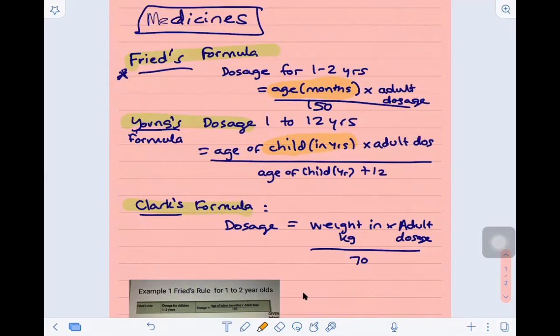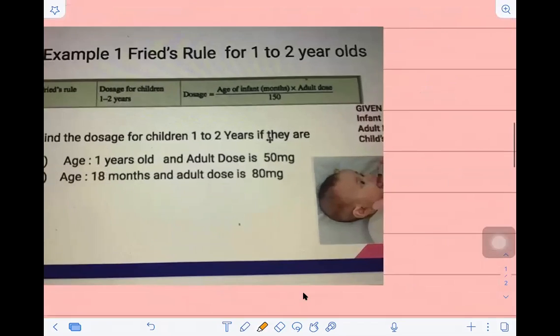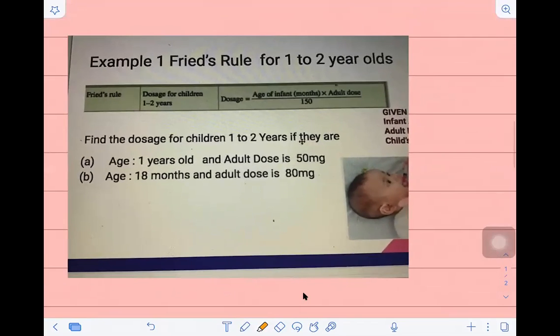Okay, so this here is the weight of the child. It's the child's weight in that one as well. So let's just look at the first one. We're going to use Fried's formula. Find the dosage of a child 1 to 2 years. Okay, if you look at the dosage, the age is in months. So what's the age in months here?